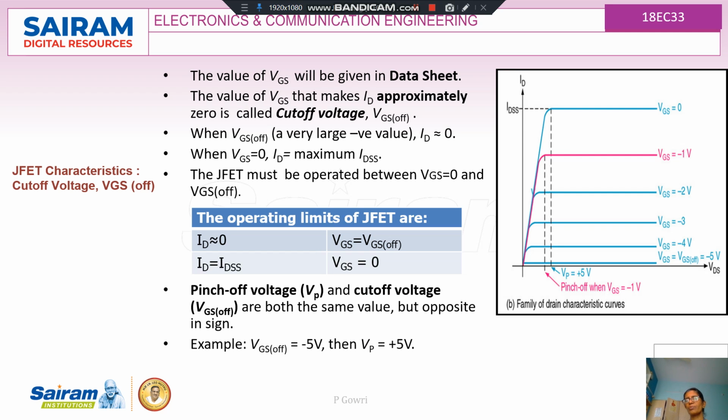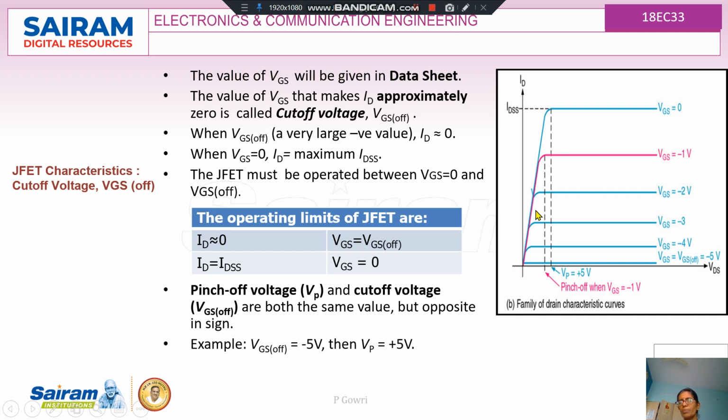So here, this gives me the family of characteristic curves of a JFET. Initially, I assume that VGS is equal to 0, and then I draw the curve. Here I can see that there will be a linear region, then a resistive region, and then the saturation region. Similarly, the value of VGS that makes ID approximately 0 is called the cutoff voltage. The point at which my current is almost 0 is called my cutoff voltage, and similarly the value at which my current starts to be constant is called the pinch off voltage.